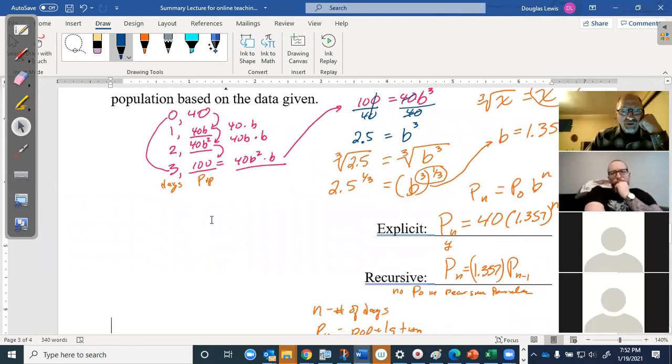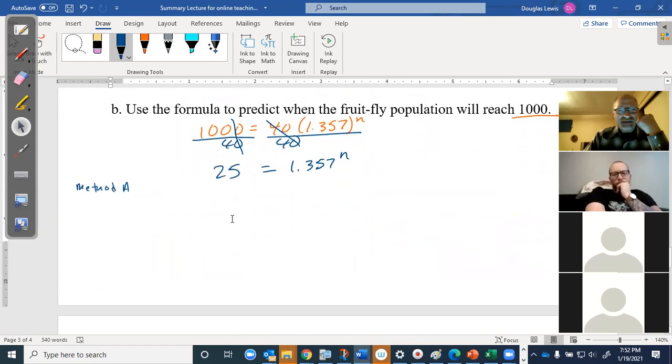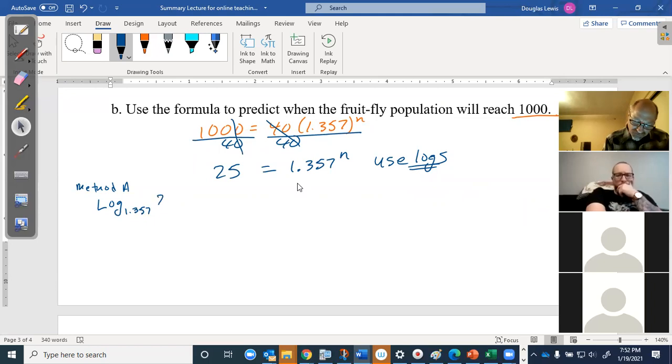Okay. So here's method A. This is using logarithms. But by the way, you have to use logs. So method A is to take, and since the 1.357 is the base of the exponent, it becomes the base of the logarithm. And you take the log of 25 is equal to the n. This is one method. And then we have what's called the change of base formula.